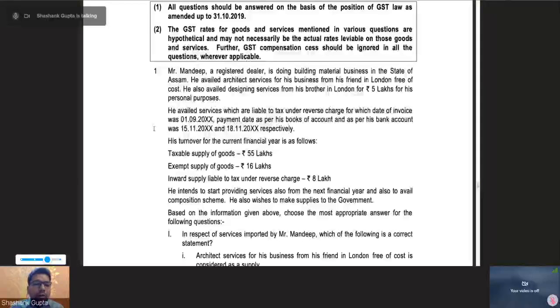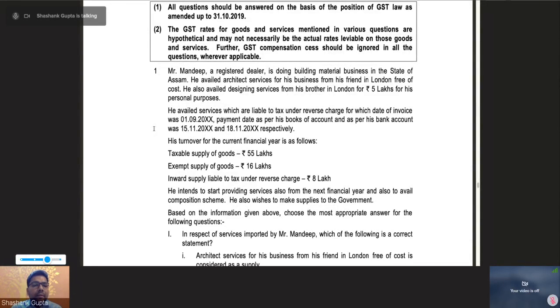Here, what do we know about import of service? In case of import of service, the provision says of course, we have to consider the date of payment as per books of account and as per bank account, that is 15th November, 18th November. But the provision also says 61st day from the date of invoice. And what would be the 61st day from the date of invoice?